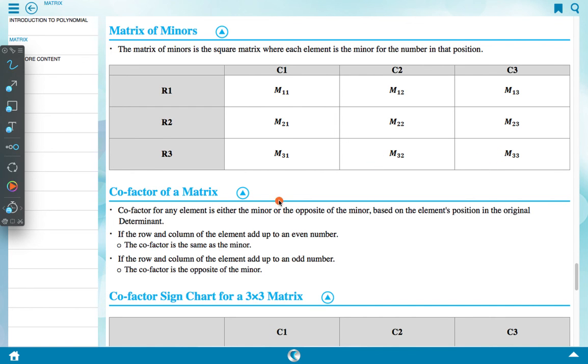Cofactor of a matrix. Cofactor of any element is either the minor or the opposite of the minor based on the element position in the original determinant. If the row and column of the element add up to an even number, the cofactor is the same as the minor. If the row and column of the element add up to an odd number, the cofactor is the opposite of the minor.